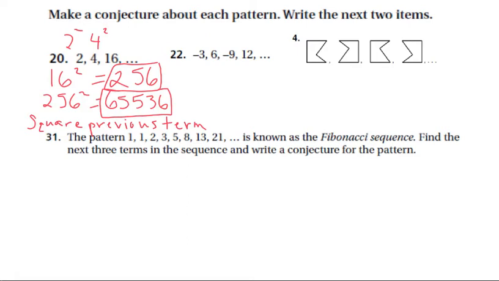For number 22, you can see that it's going from negative, positive, negative, positive. So we know the next term will be a negative, and then the one after that will be a positive. But if you notice, it's counting up by 3. So 3, 6, 9, 12. Next would be 15, and the next would be 18.